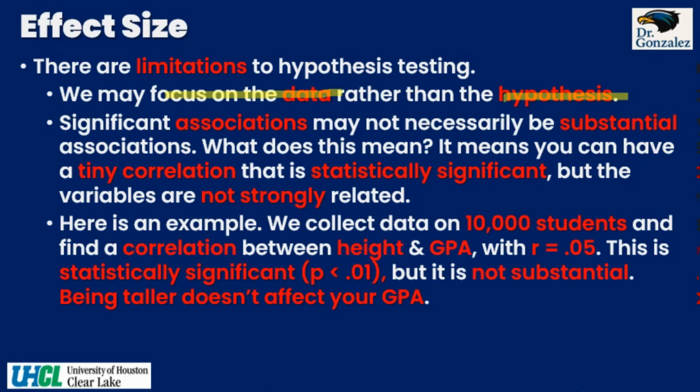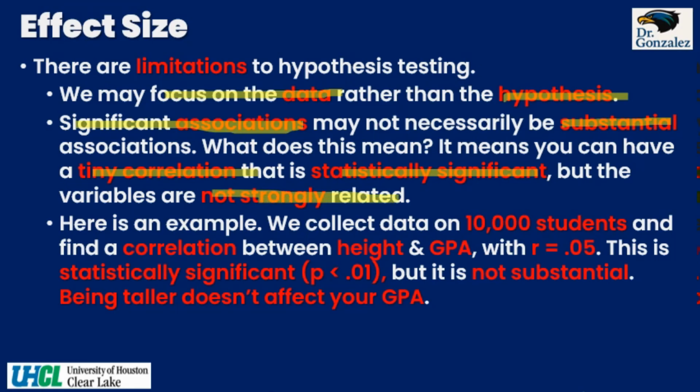You could say there's a relationship, but you don't know if it's statistically significant or not. Another problem is that you might have a significant association, but depending on what your levels are, that association might not be substantial. That means you can have a tiny little correlation that is statistically significant, but in reality, those two variables are not strongly related.